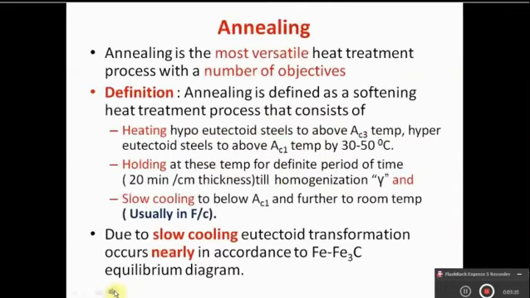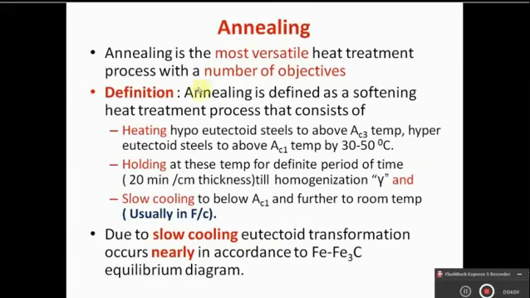Annealing is the most versatile heat treatment process with a number of objectives. The properties of steel are changed by heating and cooling under definite conditions. The objective of heat treatment is to make steel suitable for a specific application. For example, a shear blade must have its structure controlled to produce just the right combination of hardness, wear resistance and toughness for it to successfully cut other metals. This is one kind of example where very high toughness is required, and that toughness can be achieved by carrying out an annealing heat treatment process.